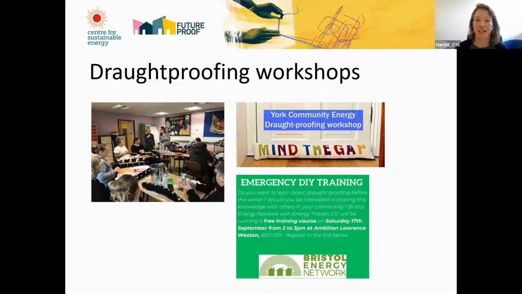You might want to run a workshop. A really good one that we often do is a draft proofing workshop. And we like doing the draft proofing snake workshop. We have an advice leaflet on our website, which tells you how you may go about doing this. And there are lots of really brilliant examples of community organisations that have done these. For example, York Community Energy have a draft proofing workshop that they actually put online during COVID time. So you can actually find a video of that online.